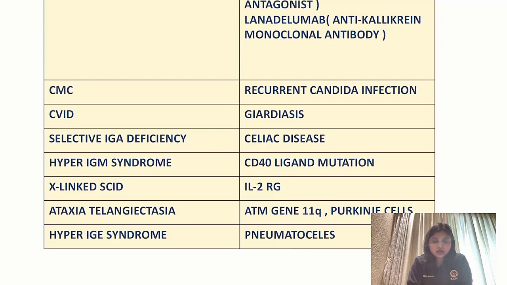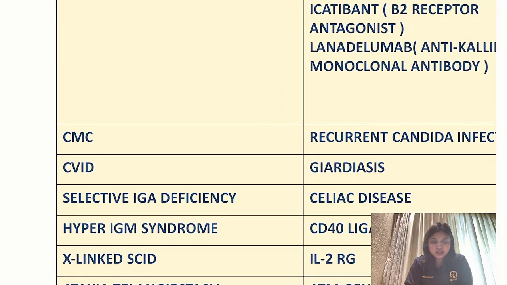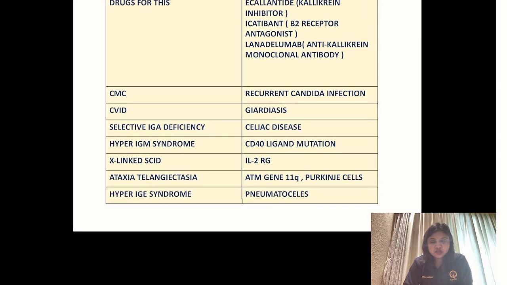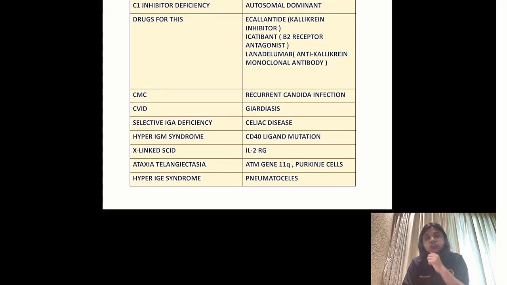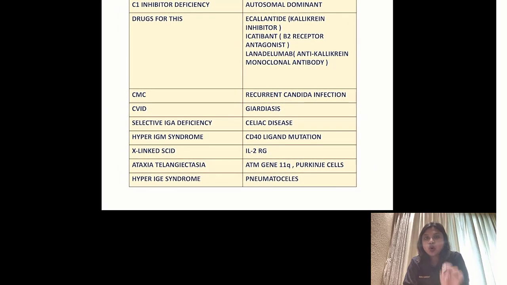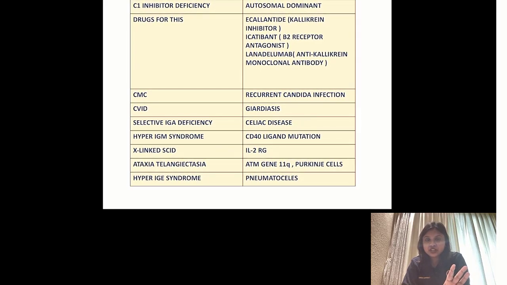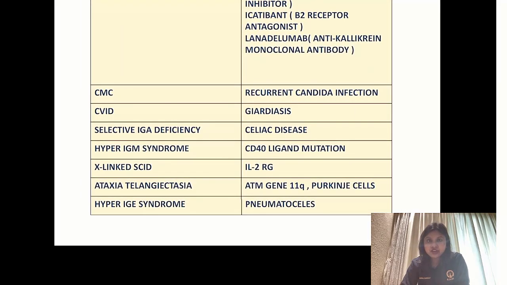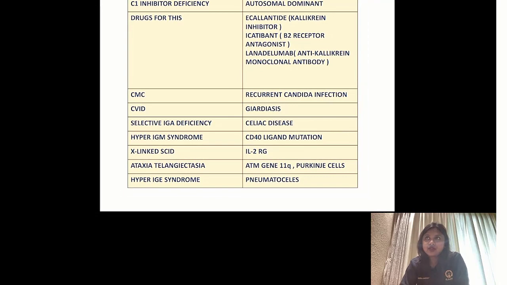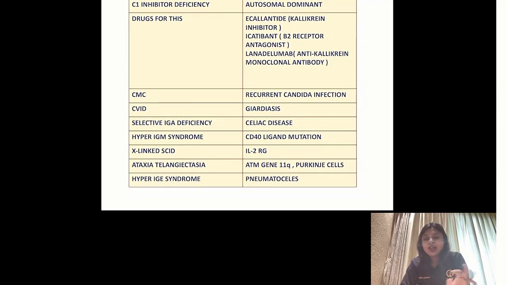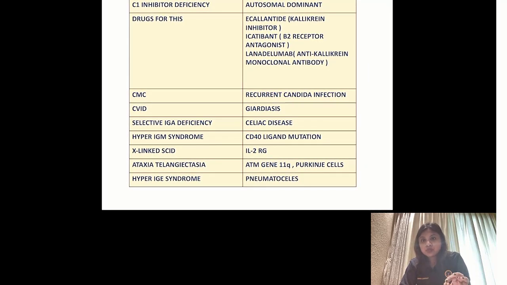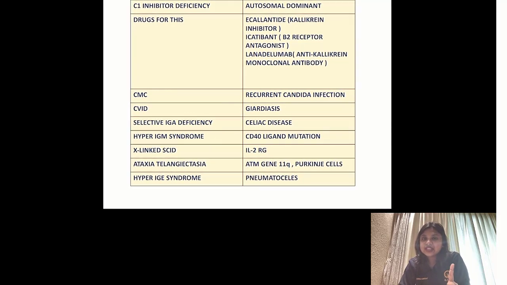Now, coming to C1 inhibitor deficiency. So C1 inhibitor deficiency is autosomal dominant condition. Now, what are the drugs that are used for C1 inhibitor deficiency? Now, these drugs are again very, very important. Why? Because again, these are new drugs also, and they are very important from your pharmacology point of view as well. First is ecallantide. It is a kallikrein inhibitor.